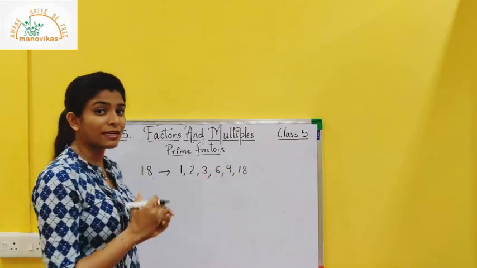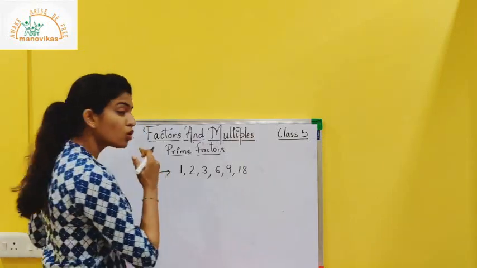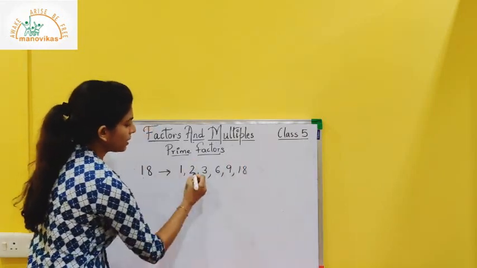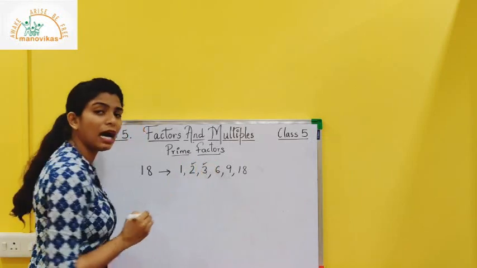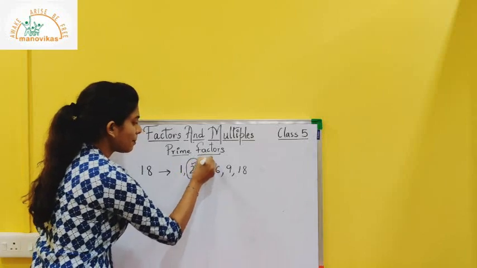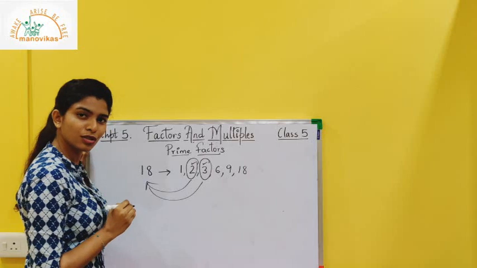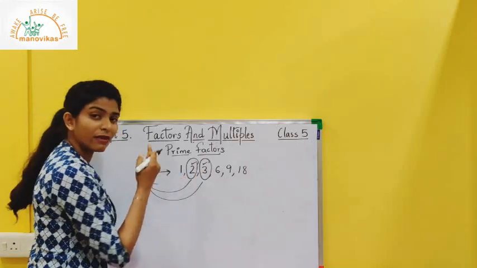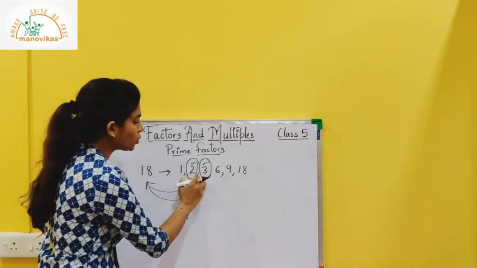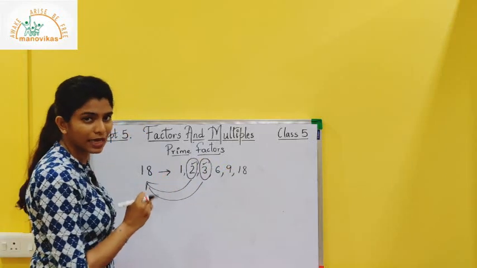Okay, now factors of a number which are prime are called prime factors. Now you know prime numbers also. So can you tell me which are the prime numbers here? Yes, 2 and 3 are prime numbers. So these are the prime factors of 18. Understood, students? Now again I will tell you. We found the factors of 18. We got 1, 2, 3, 6, 9, 18. These were the factors of 18.